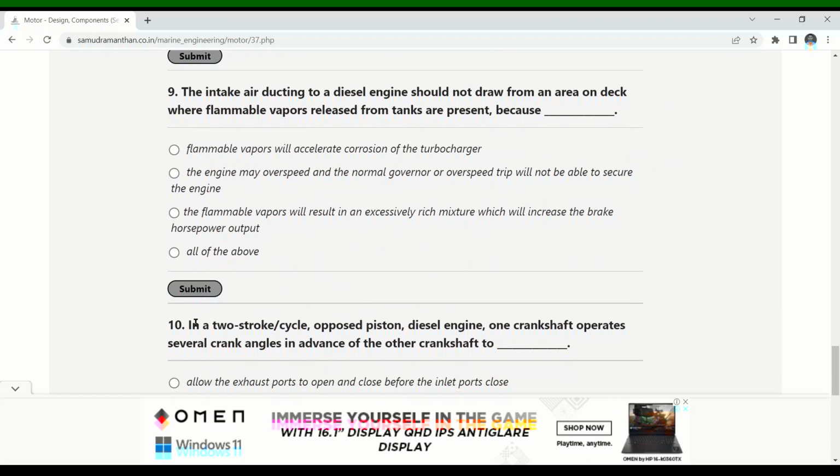Our next question is, the intake air duct to a diesel engine should not draw from an air space on deck where flammable vapors released from the tank are present because, and the options are, flammable vapors will accelerate corrosion of the turbocharger, the engine may overspeed and the normal governor or overspeed trip will not be able to secure the engine, the flammable vapors will result in an excessively rich mixture which will increase the brake horsepower output, all of the above. The correct option should be, the engine may overspeed and the normal governor or overspeed trip will not be able to secure the engine.